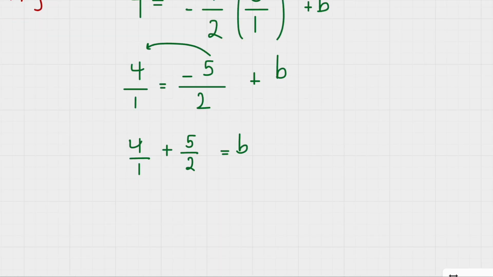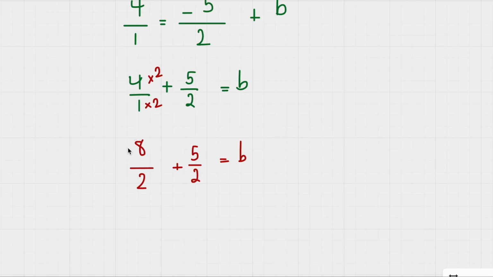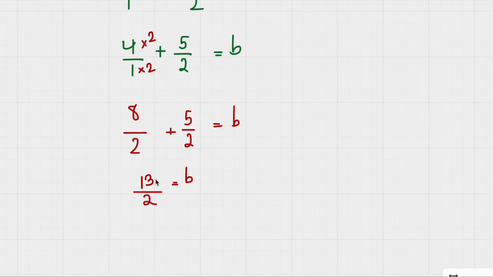Recall, when we add fractions, you do want a common denominator. You usually take the smaller of the two numbers on the denominator. In this case, we have a 1. We want to multiply this by 2, so it's the same number as this, which means we need to do the same thing to the top. And we get 8 over 2, which is the same as saying 4 over 1. But now it can actually be added to 5 over 2. And when we add fractions, we just add the top, which is 13, and keep the bottom the same. So your b value is now 13 over 2.